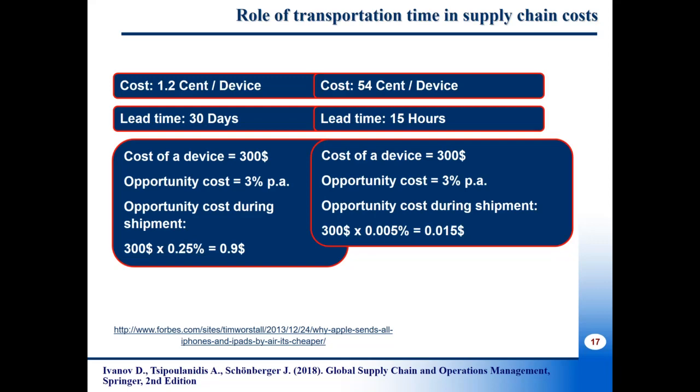On the contrary, air transport makes Apple give up making that 3% a year on their cash, or if we prefer, equal to 0.015% per 15 hours, which comes from 15 hours divided by 24 hours times 3% times 12 months divided by 30 days. That's the reason why Apple ships everything by air, because it's cheaper to do so. The direct costs of shipping are higher, but the time value of money reverses the calculation.